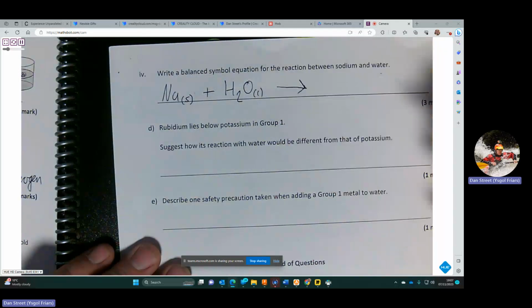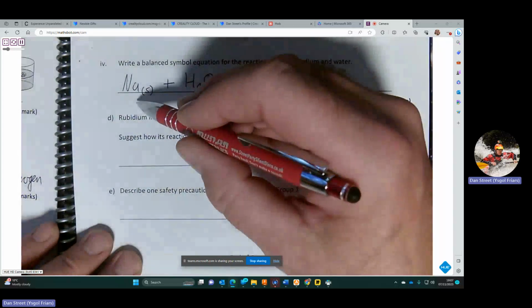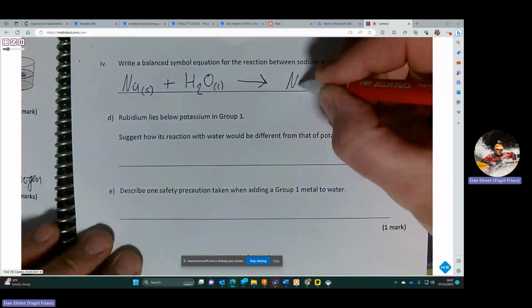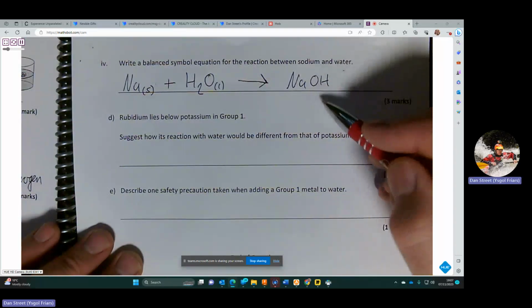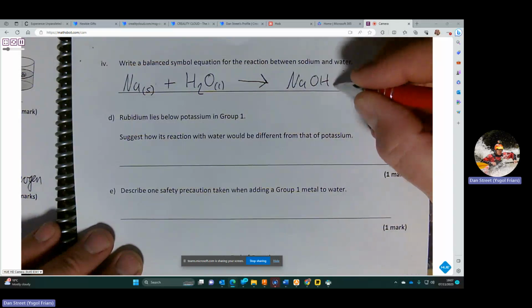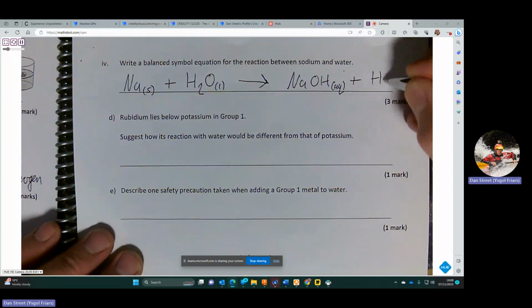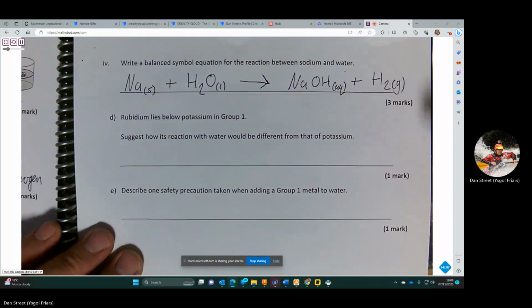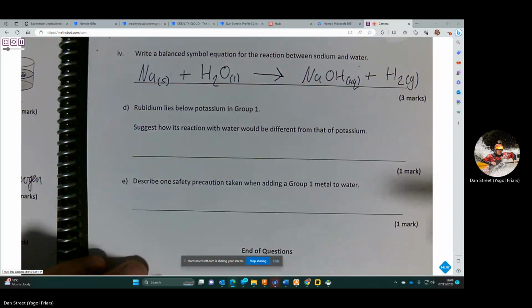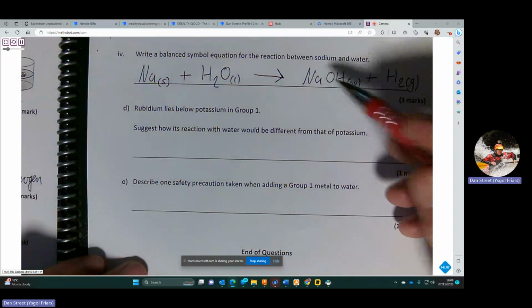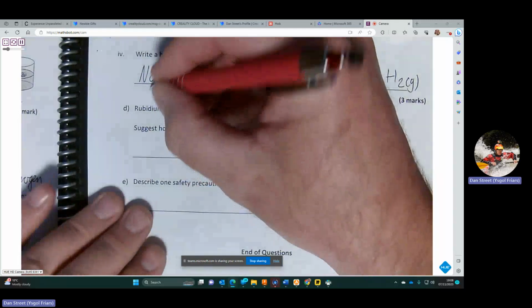That's the reactant, that's an L for liquid. And then the product of this reaction is a metal hydroxide, and the metal in question is sodium. So that's NaOH. Even though it's a hydroxide, we usually write the formula as OH rather than HO. And that is aqueous, it dissolves in the water. And then, of course, we get some hydrogen gas. So if we have a look at this, there's a number of methods we could use.